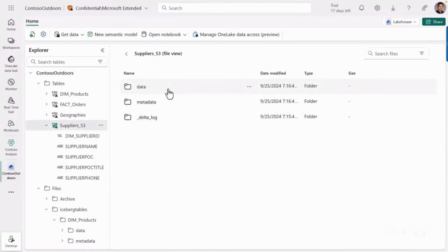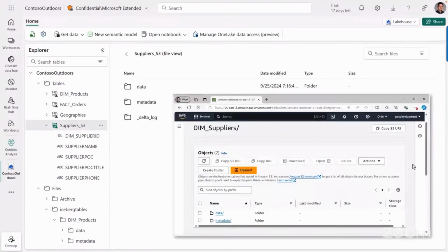Okay. If you view the files here, again, you see the Delta log, right? But if you go back to S3, there's no Delta log there. It's just the original format. It's an extra layer that we add on top.